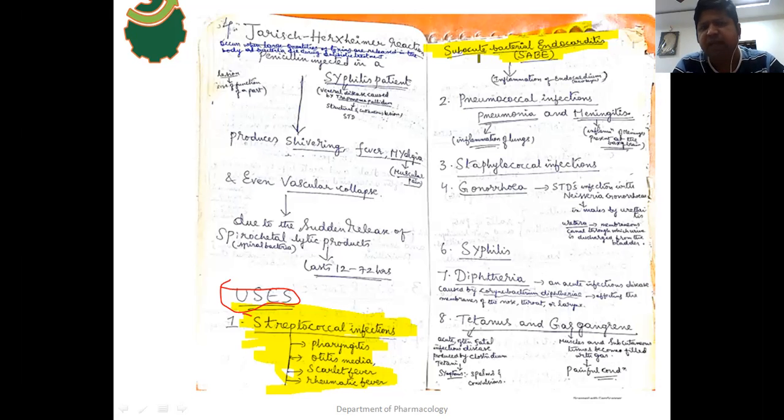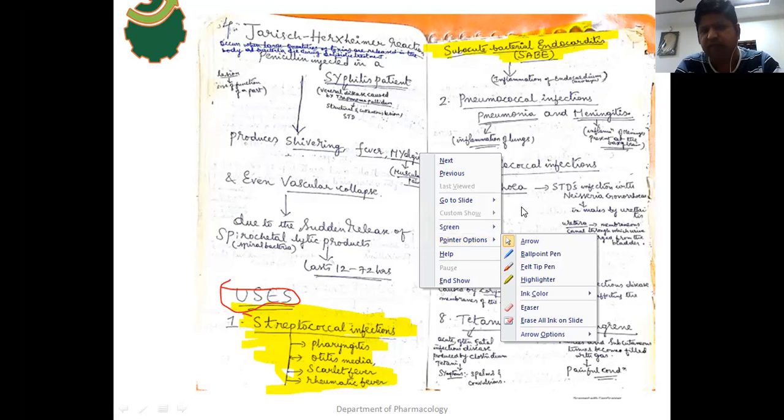You know that the pericardium is the outermost layer, then comes the myocardium, then comes the endocardium. The endocardium lines the innermost layer of the heart, and also the valves. The valves of the heart are lined by endocardium, and also the blood vessels. The innermost layer of the blood vessel is your endocardium. So there is a severe inflammation of the endocardium layer, and that is what we call subacute bacterial endocarditis. There you can use penicillin G.